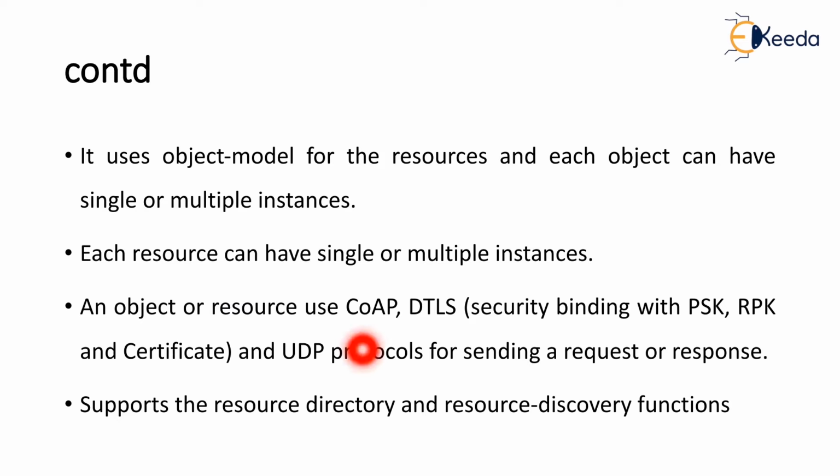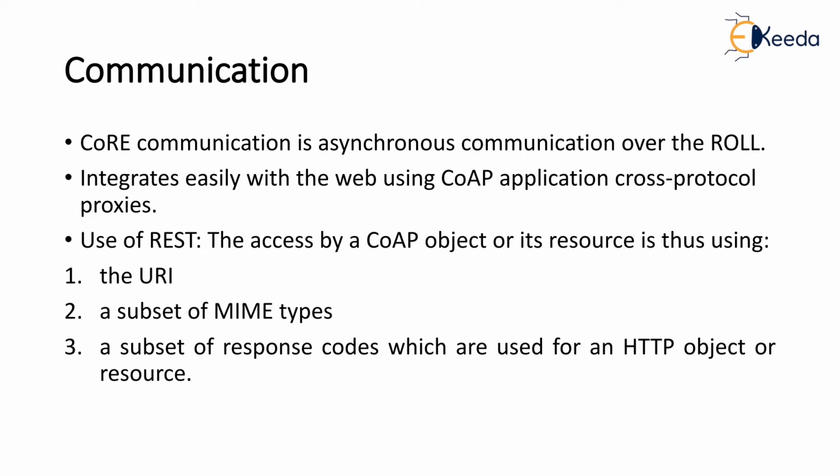An object or resource uses CoAP and DTLS security binding with phase shift keying and also RPK certificates, and UDP for sending requests or responses. It also supports the resource directory and resource discovery functions, that is RD and resource discovery. The core communication is asynchronous communication over the network, and it integrates easily with the web using CoAP application cross protocol proxies.